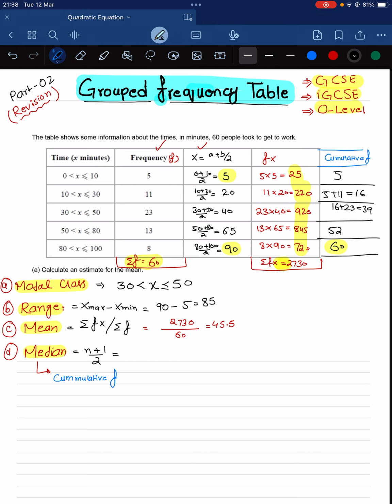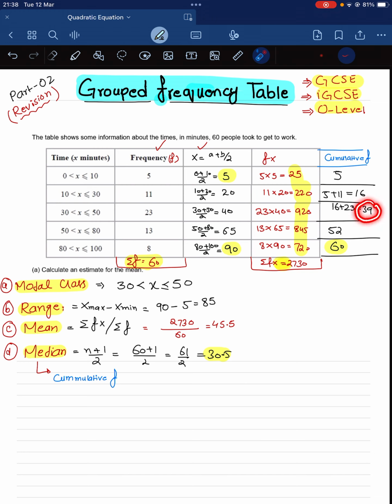So now we have n is 60, so 60 plus 1 over 2, so it's 61 over 2. 61 over 2 is 30.5. 30.5 is not your answer. Now we need to look where we have 30.5 in the cumulative frequency column. So this value is 39 and this one is 52, so it means that 30 will be in this range.